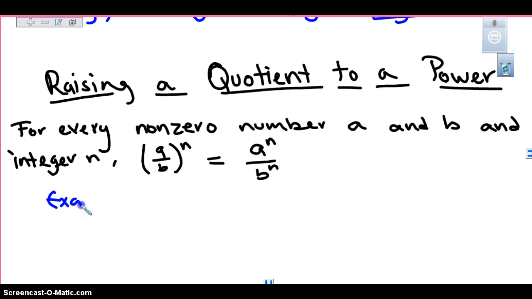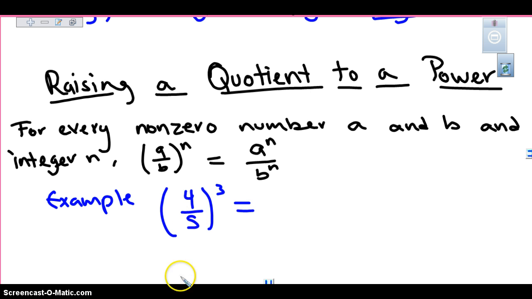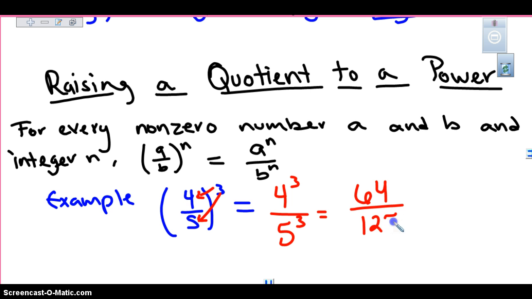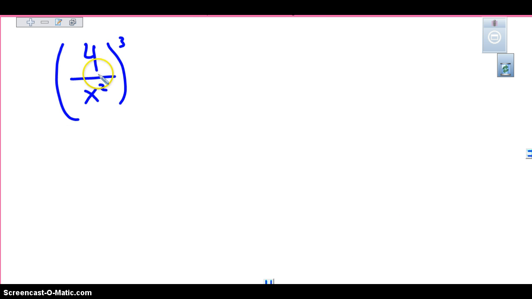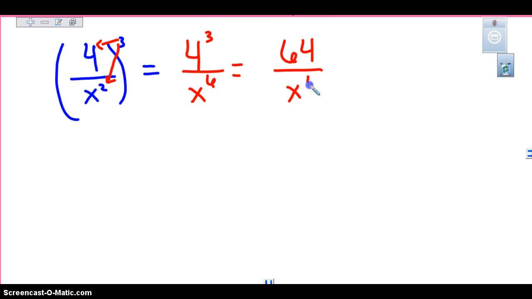For example, if we have 4/5 to the 3rd power, we have to distribute this 3 to both the numerator and denominator. This will mean 4 cubed over 5 cubed. And then we can evaluate, so 4 cubed is 64 and 5 cubed is 125. If we have 4 over x squared raised to the 3rd power, we would distribute to the exponent. This would mean 4 cubed over x to the 6th power, which would equal 64 over x to the 6th power.